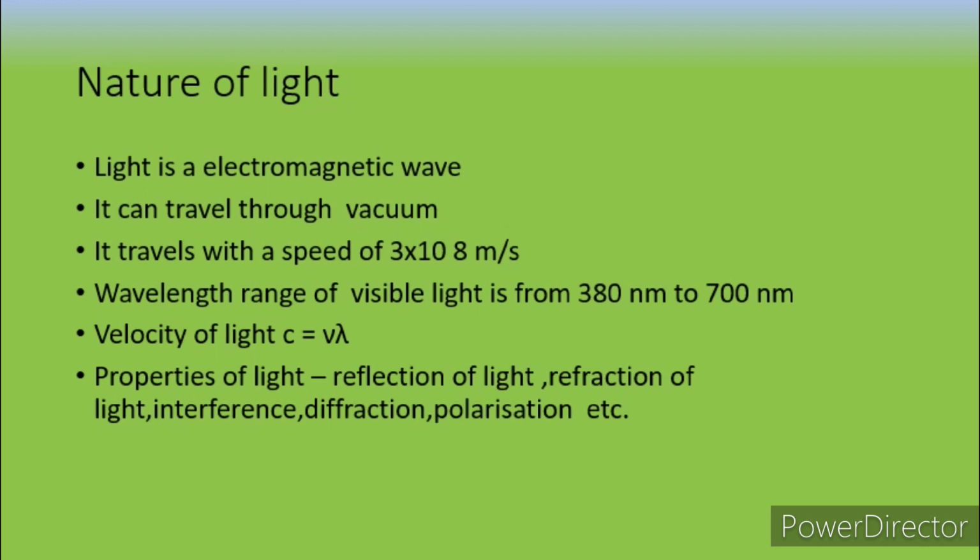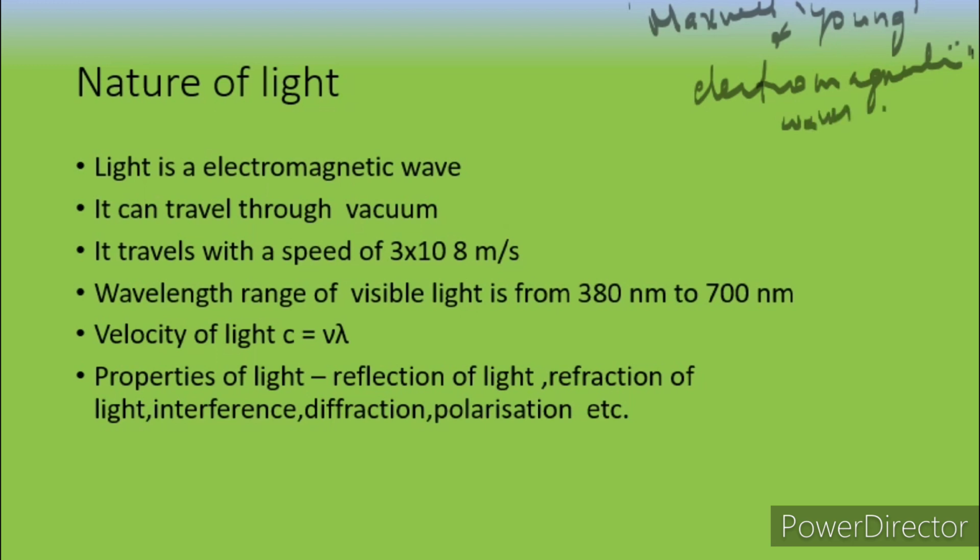Then comes the other theory, that is called Maxwell's electromagnetic theory. In Maxwell's theory, the contribution of Young is also important. They considered that light is not actually a mechanical wave; it is an electromagnetic wave. We know that an electromagnetic wave does not require a medium for its propagation. It means it can travel through vacuum. So the theory we are considering is that light is a form of electromagnetic wave. After that, this theory has been accepted and it could explain all the properties of light.